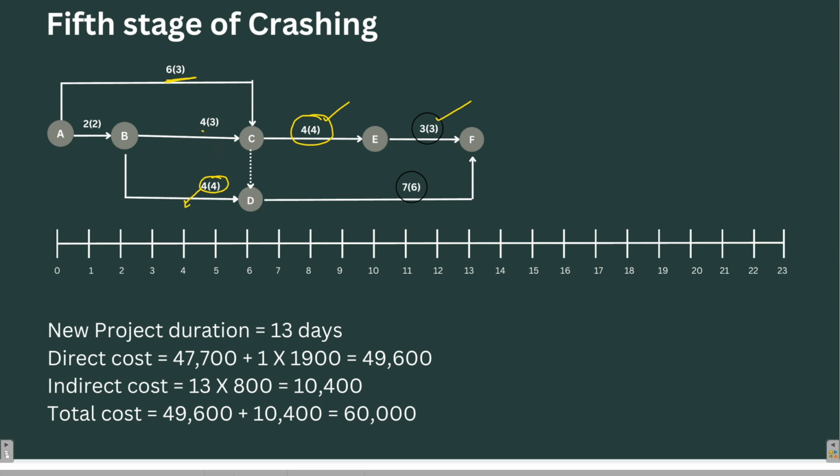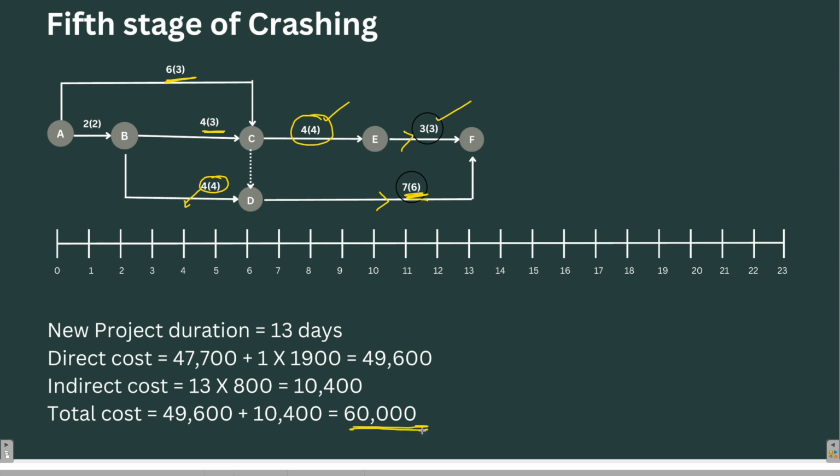AC and BC, these two activities, as well as DF, is having the crashing potential, but we cannot crash them because EF and DF are parallel. If we try to crash DF, we have to crash EF, but EF has lost all its crashing potential and we cannot crash it further. So that means our entire project has reached its full crashing potential and we cannot crash it further. And the final cost after the fifth stage of crashing is 60,000.